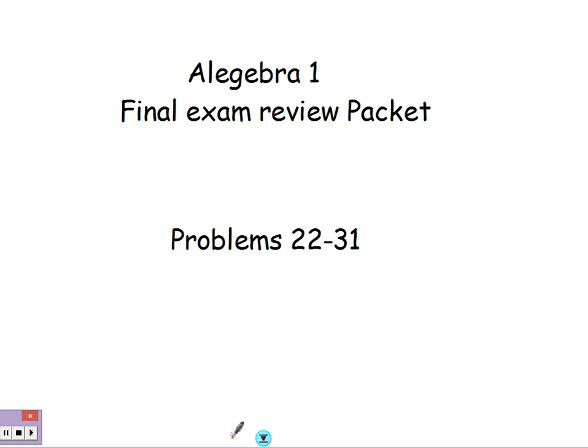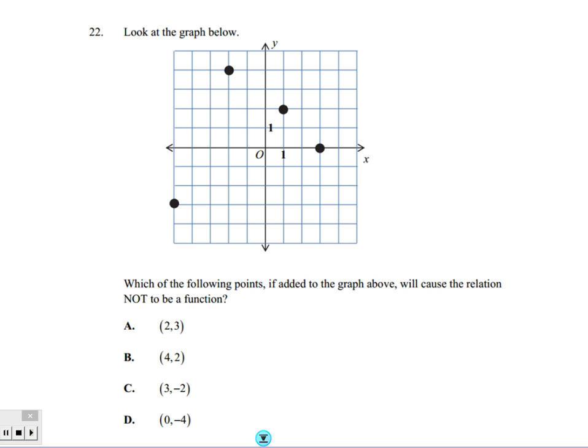The final exam review packet problems worked out. Problems 22 to 31 are the ones I will be doing for you. So if we look at 22, it asks us to look at the graph. And we see a bunch of points. Then it asks which of the following points, if added to the graph above, will cause the relation not to be a function. Well, something is not a function if it fails the vertical line test.